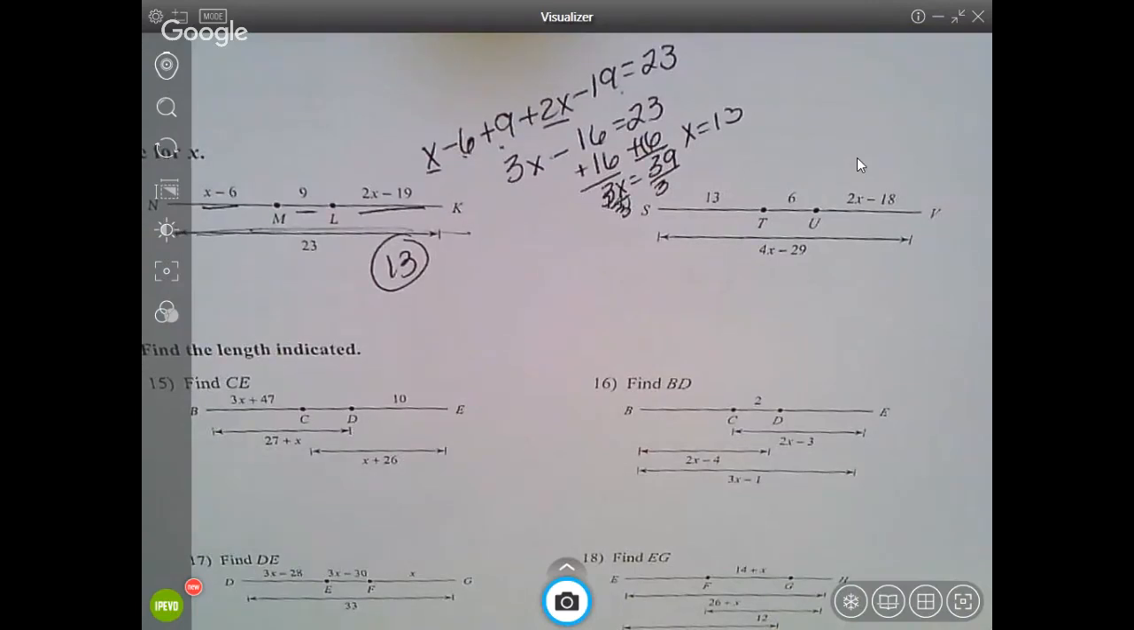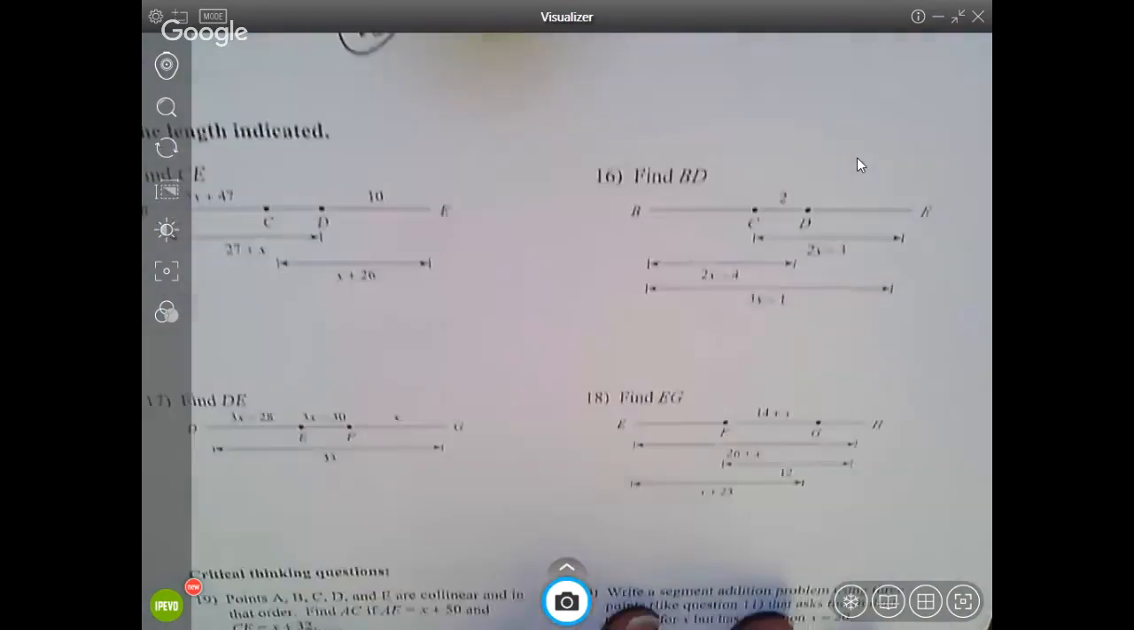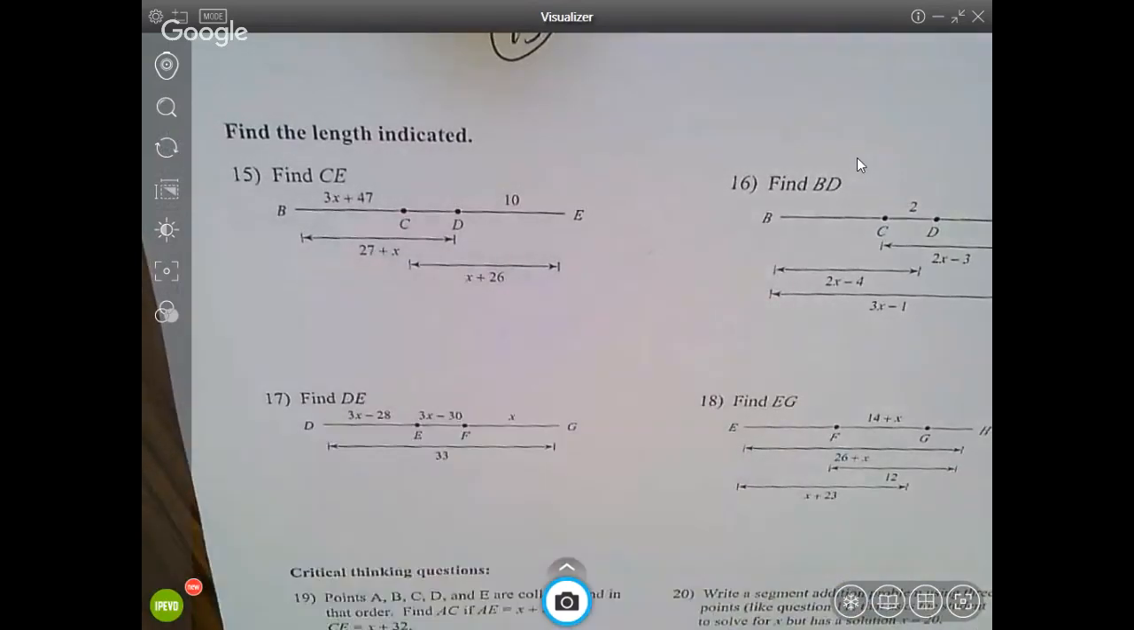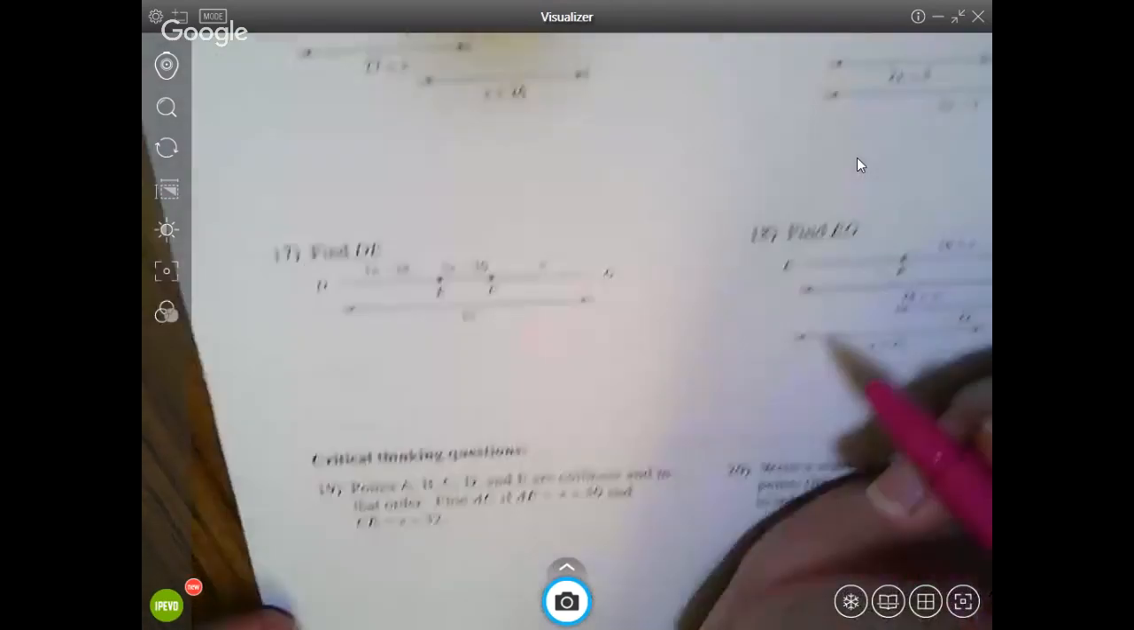Now, here comes the trick. You ready for the trick? Hey, guys, quiet a second, please. Here's the trick, okay? The trick is this is a multiple choice question.